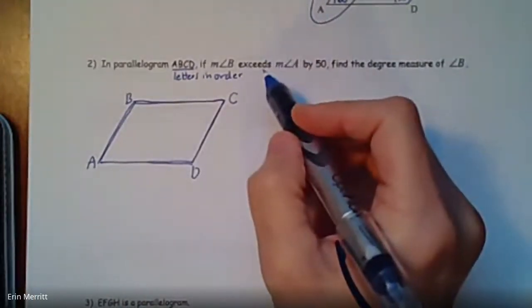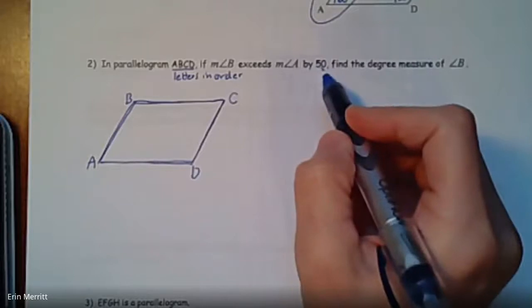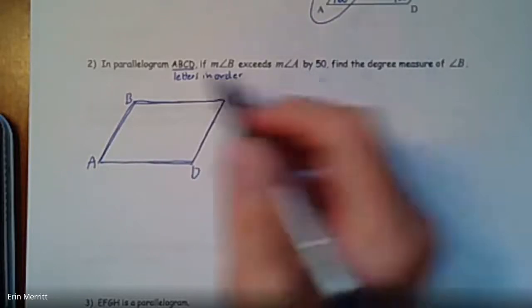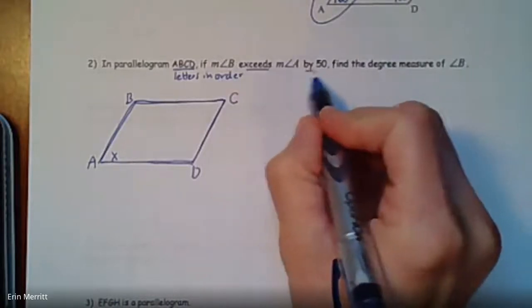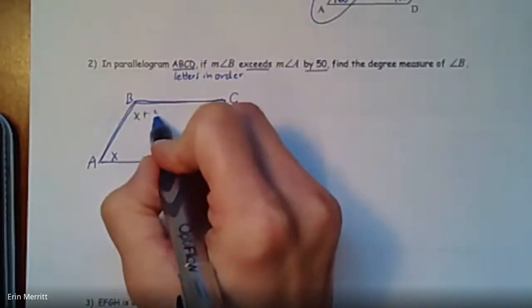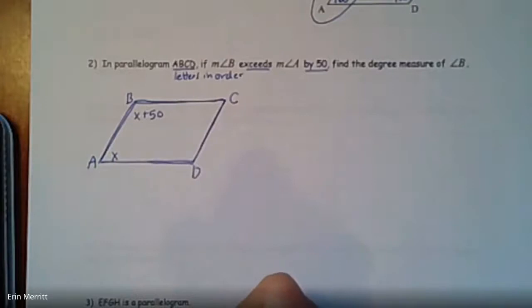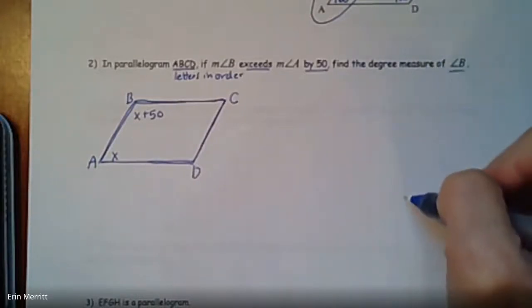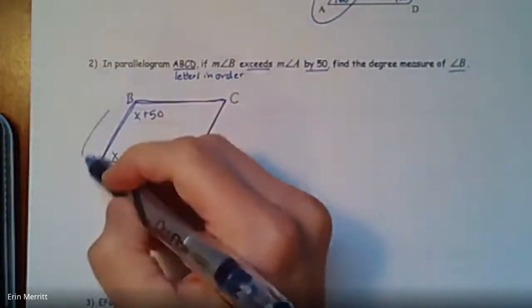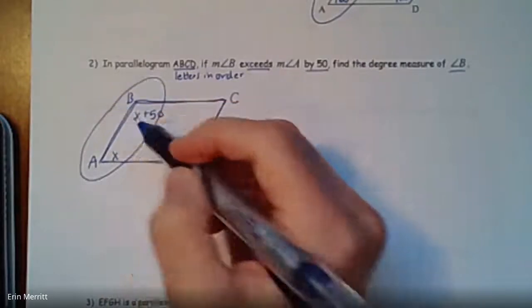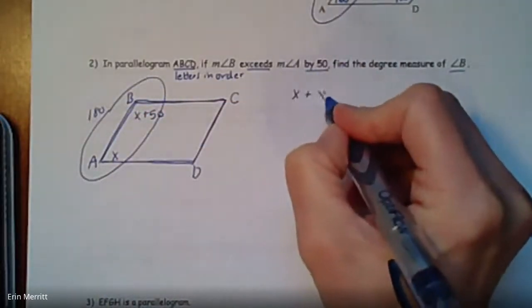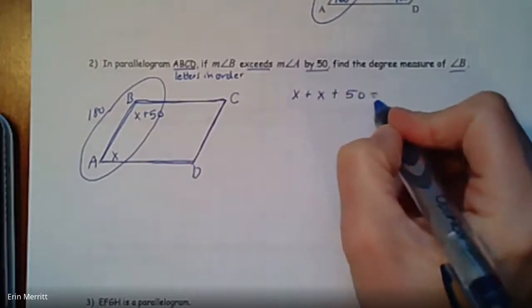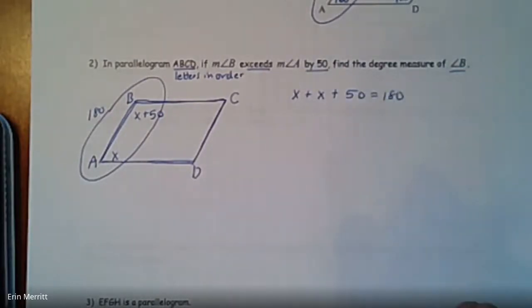So angle B exceeds angle A by 50 degrees. So from that, I would say, let's let angle A be x. And then angle B, if it exceeds it by 50, x plus 50 right there. Find the degree measure of angle B. Well, because these are consecutive angles, they have to add up to equal 180 degrees. So we can set our equation up and then solve from here.